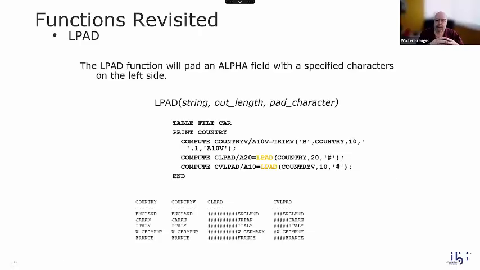LPAD. So pad an alpha field on the left side. If I have country is England, and I pad it to the left up until I'm doing 20 characters, then it's going to prepend the value of the field with the character that you're adding into it. So I do 20, I do 10. Any questions? Okay.